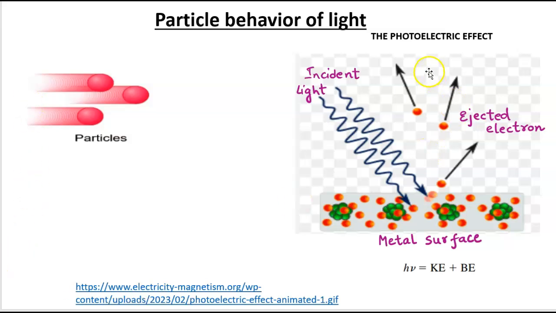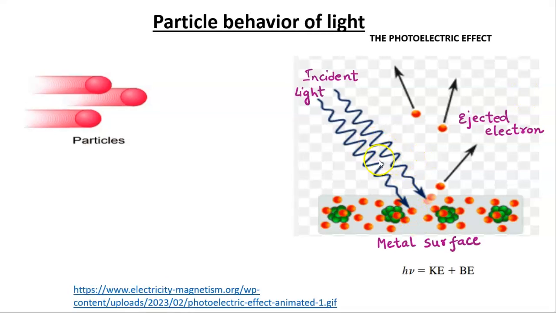So what exactly is the photoelectric effect? We will learn about it now. It was observed that when light is shone on a metal surface, the metal surface has metal atoms, which have electrons bound to the nucleus with a certain binding energy. This is B, the binding energy. With a certain binding energy, they are bound to the nucleus. When this light falls on this metal surface, the energy of this light is absorbed by the electron.